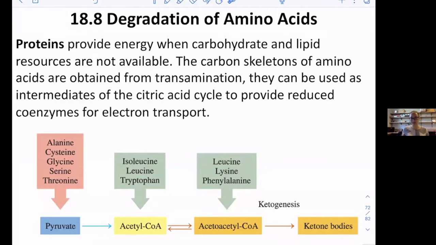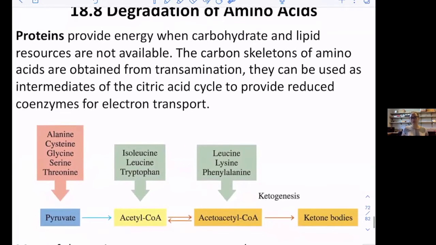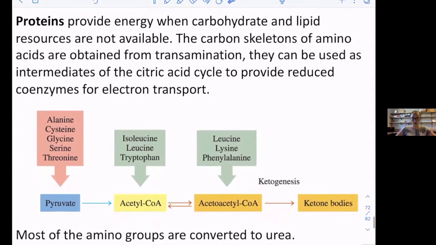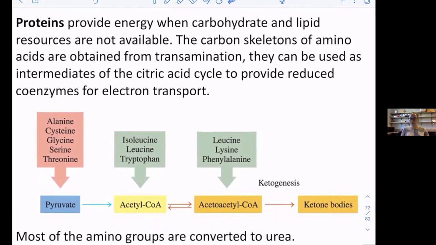Those carbon skeletons of amino acids are obtained from transamination reactions. We'll talk about that in the next slide or two. They can be used as intermediates in the citric acid cycle to produce reduced coenzymes for energy transport, so we produce ATP through that. Overall, the amino groups on the bottom here are converted to urea, and that is a process we'll talk about in another video.